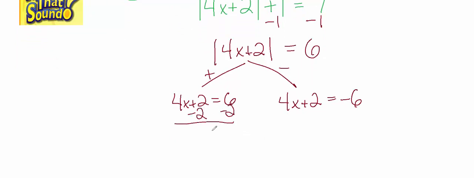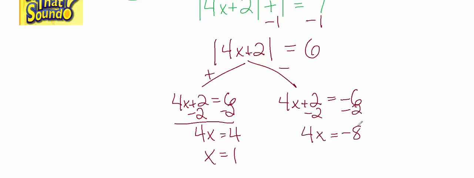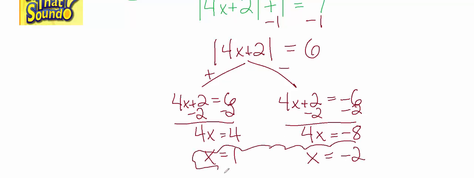So -2 to both sides. We get 4x equals 4. So that means x equals 1. -2 to both sides, we get 4x equals -8. Divide by 4 to get x equals -2. We get 2 answers, 1 and -2.